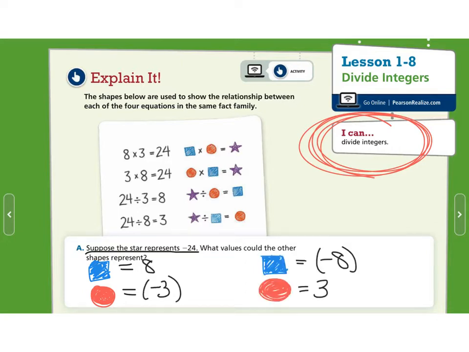If the star represents a negative 24, then the blue square must either be a positive 8 or a negative 8. If the blue square is a positive 8, then that means the red circle has to be a negative 3. However, if the blue square is a negative 8, then the red circle must be a positive 3.